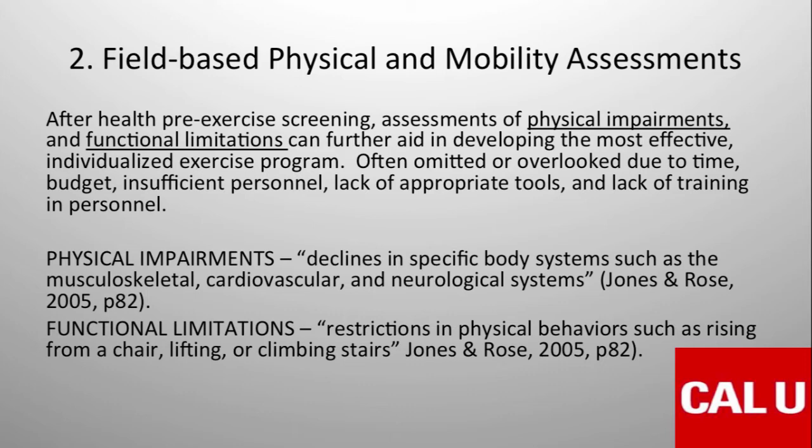Physical impairments include any declines in specific body systems such as the musculoskeletal, cardiovascular, and neurological systems. And functional limitations include restrictions in physical behaviors such as rising from a chair, lifting, or climbing stairs.